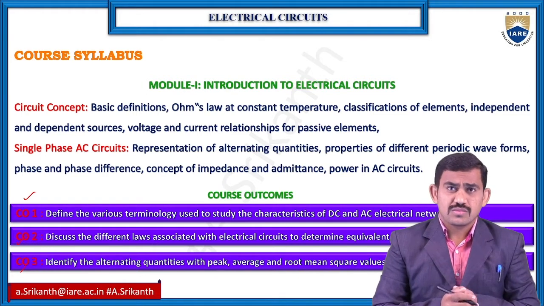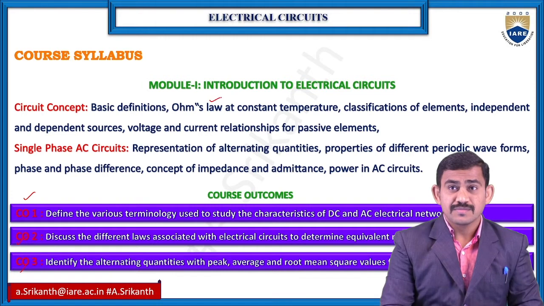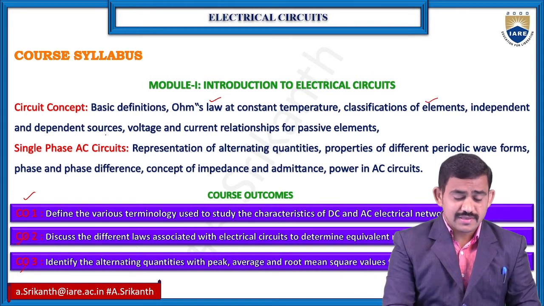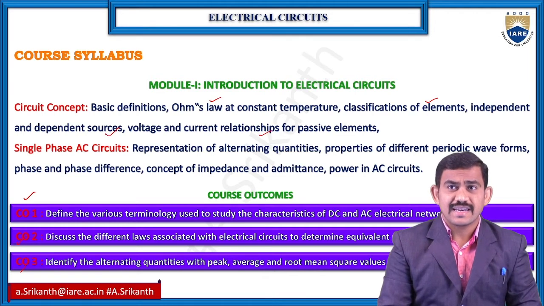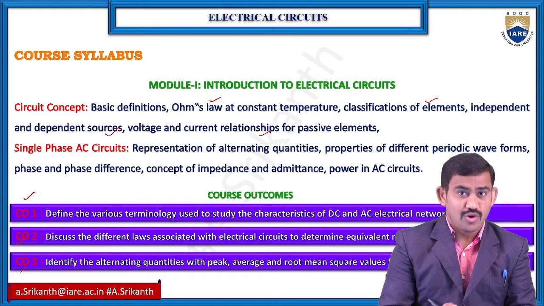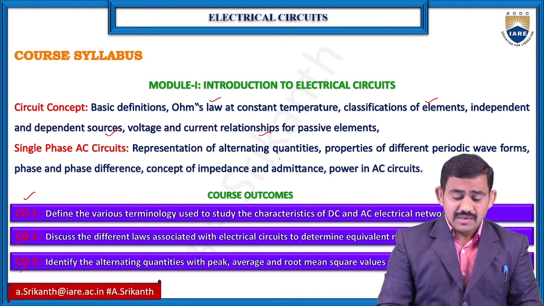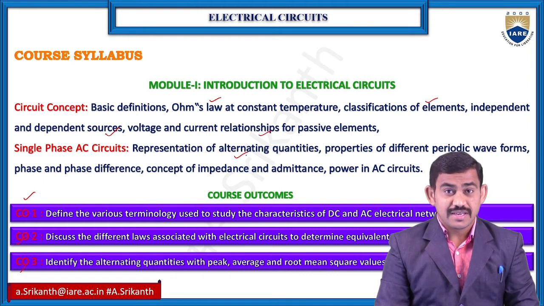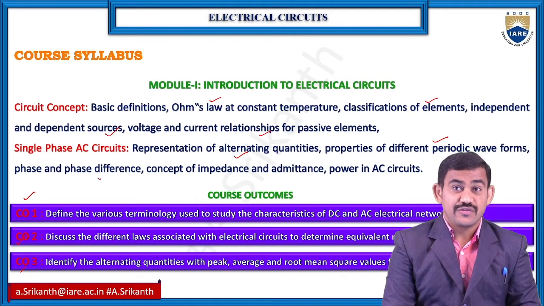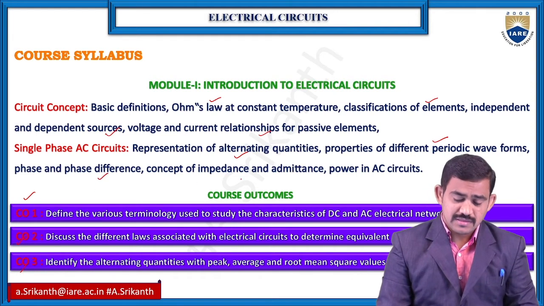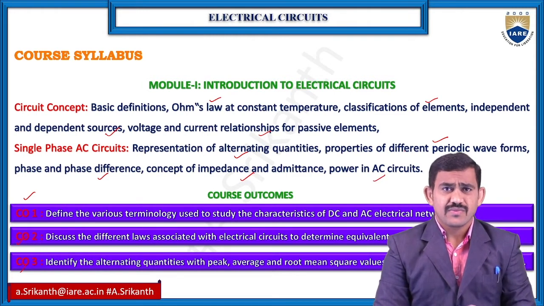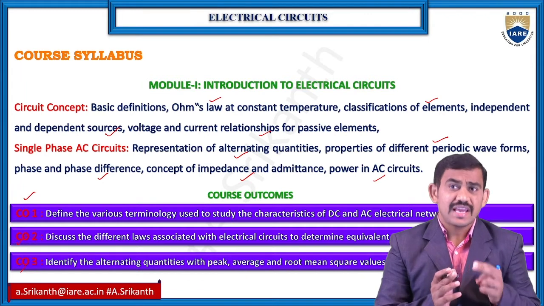Coming to topics, we have Ohm's law and classification of elements, independent and dependent sources, and voltage and current relationships. These are basic topics. Coming to AC, we also have it in the first module: how to represent alternating quantities, different periodic waves, phase difference, impedance and admittance, as well as AC power. So that is total AC circuits. From these topics I have 3 outcomes.